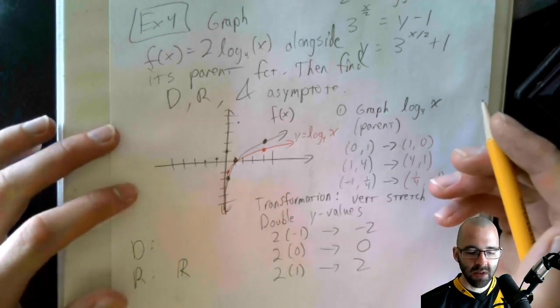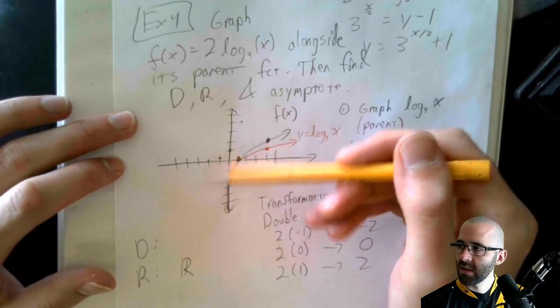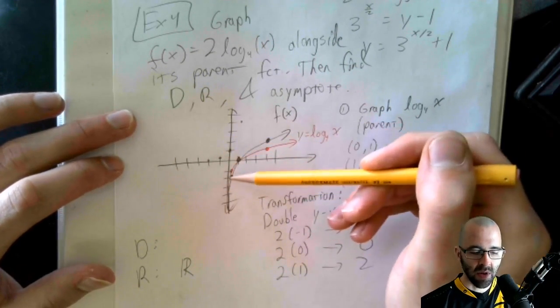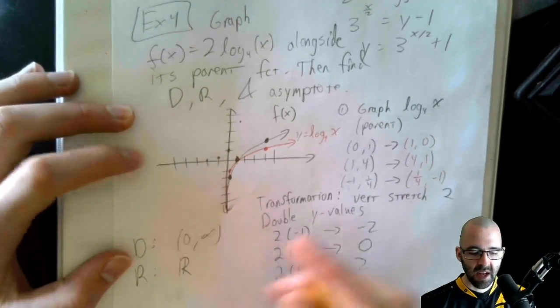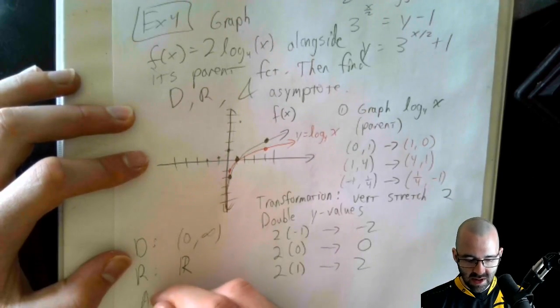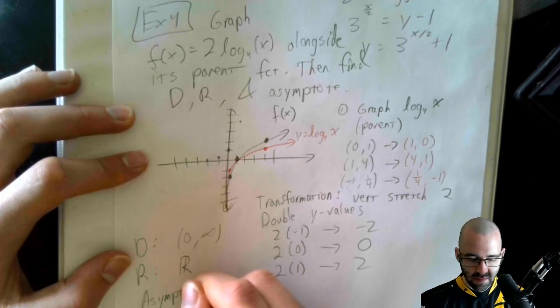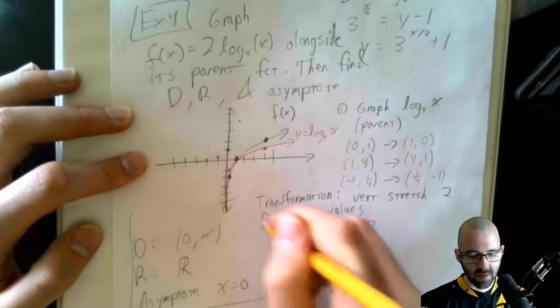The domain, though, is not all real numbers, right? There's nothing going on over here. We only have positive numbers. Domain is 0 to infinity. And the asymptote is this y-axis. The asymptote is x equals 0. And now we're done.